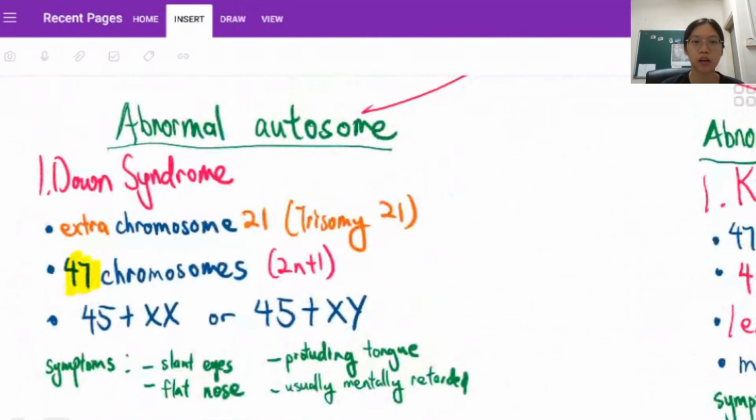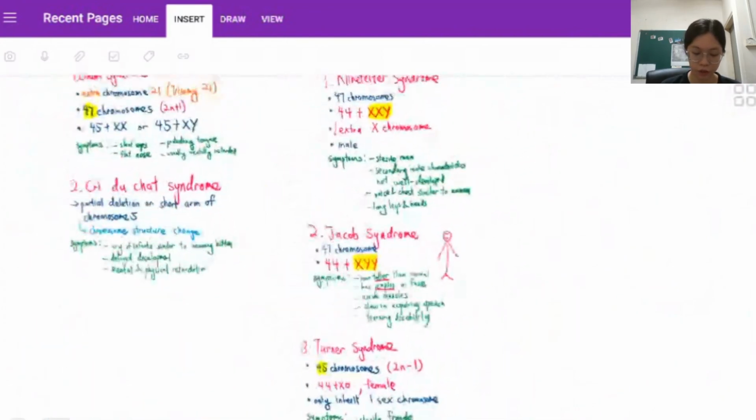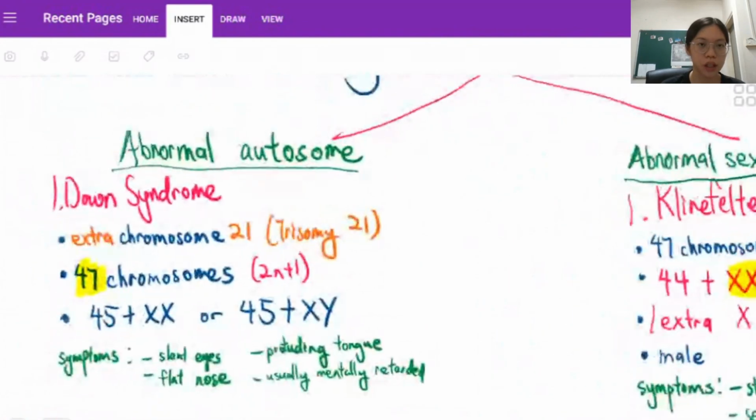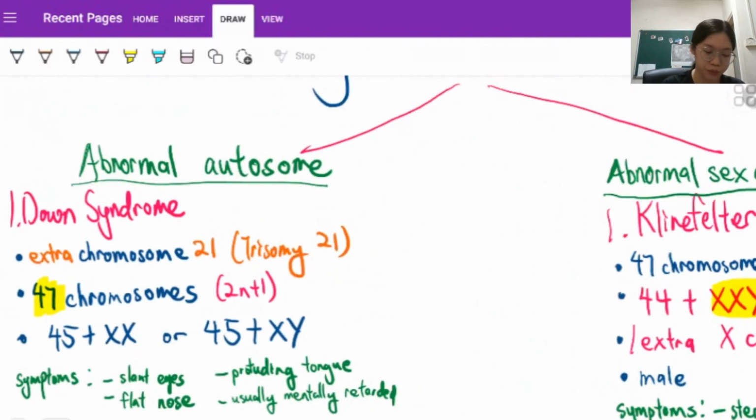And then the other four of them is basically changes in number of chromosomes. So for Down syndrome, their gamete pool, their sex chromosome is actually no problem. It works fine. It's just that their autosome right here is extra one, because in a normal scenario it will be 44 plus XY or 44 plus XX, right?